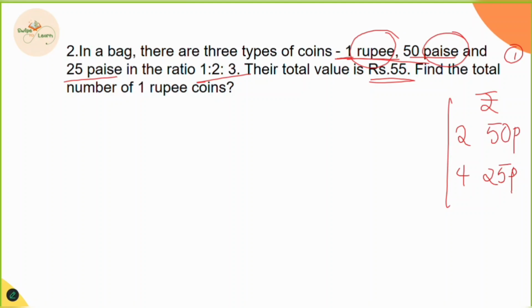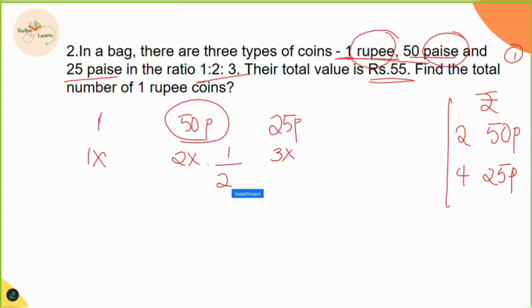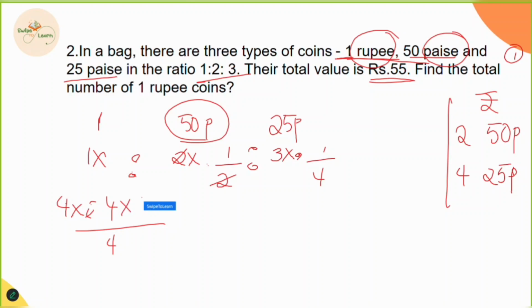Okay, coming to the problem, let's write down the ratio and the rupees. So 1 rupee, 50 pice and 25 pice, and the ratio is 1 is to 2 is to 3. As this is the ratio, we consider them by taking x. So 1x, 2x and 3x. For 50 pice we multiply 1 by 2, and for 25 pice we multiply 1 by 4. The 2 gets cancelled, and we take an LCM for this. 4 becomes the LCM. So 4x, 4x, 3x is equal to the total amount, which is 55.